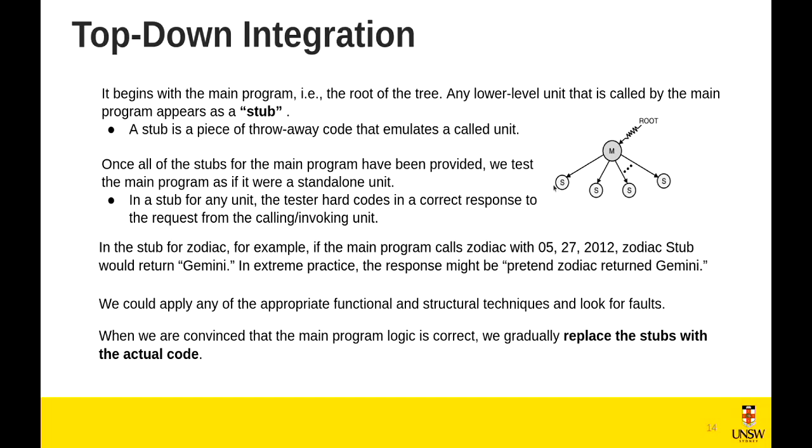We take the first stub and replace it with the actual code. And if this unit has other layers under it, we generate stubs for that code. So we are doing it layer by layer. Do you think this is BFS or DFS here, the way we do top-down integration? Normally we do BFS, so we try to do it layer by layer.